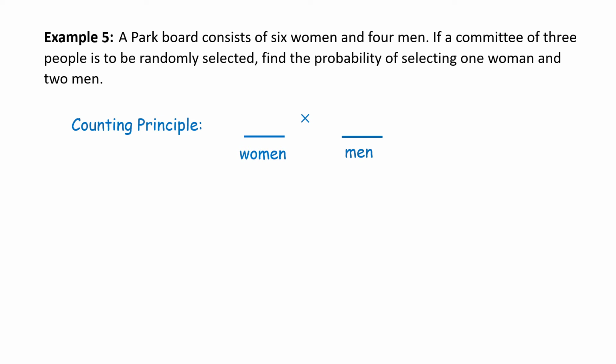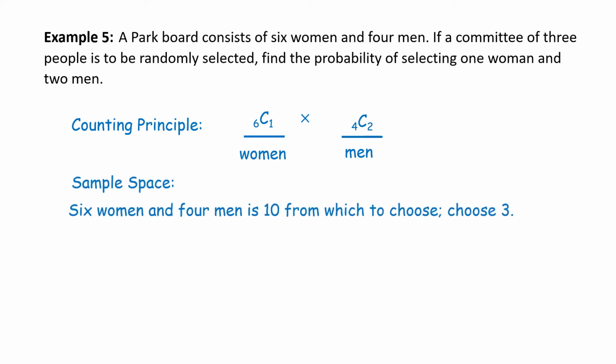The problem says pick one of any of the 6 women available. So that's a combination. We can write that as 6 choose 1. And pick 2 of any of the 4 men available. So it would be a combination as well. 4 choose 2. Now we've got to determine the sample space. That's our denominator number. 6 women and 4 men is 10, and from that we need to choose 3.